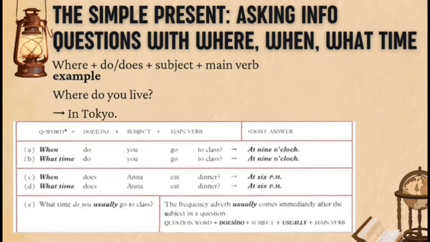The simple present, asking information questions with where, when, and what time. The form of asking information question with where is where plus do or does plus subject plus main verb. For example, where do you live? In Tokyo. I live in Tokyo.